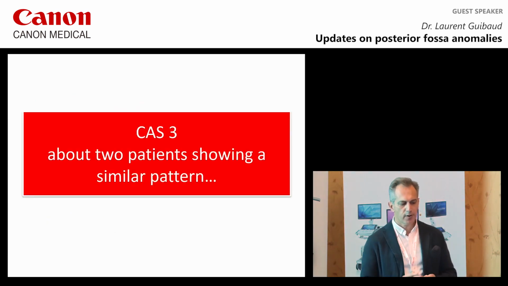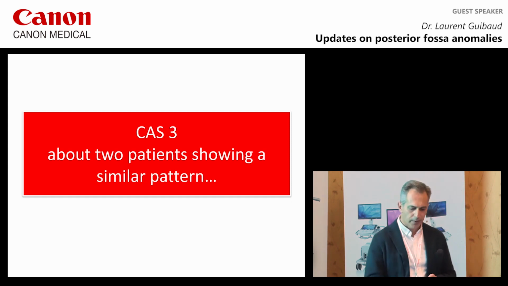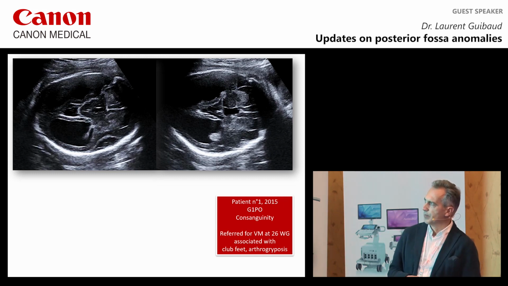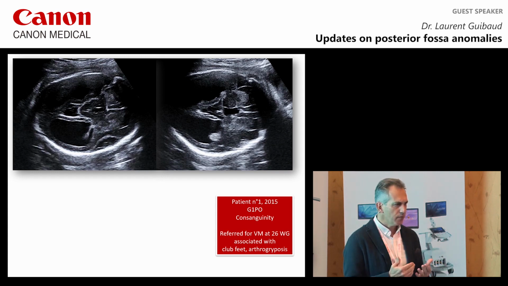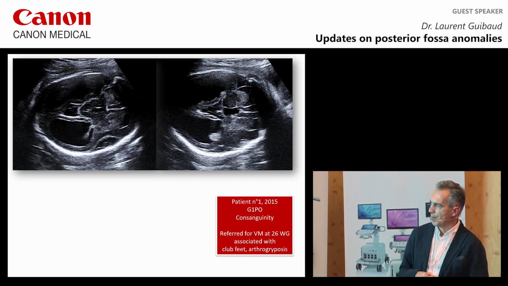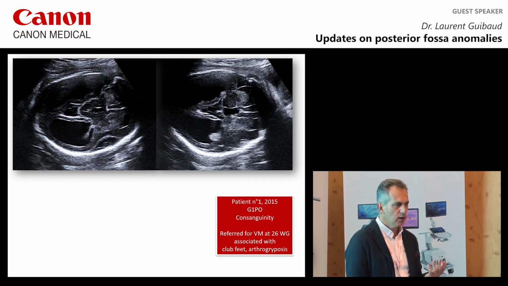Let's move to the third case. It's, in fact, two patients showing a similar pattern. This is the first patient. I saw this patient 3 years ago. It's the first pregnancy, history of consanguinity, and this patient was referred for ventriculomegaly at 26 weeks, associated with club feet and arthrogryposis.